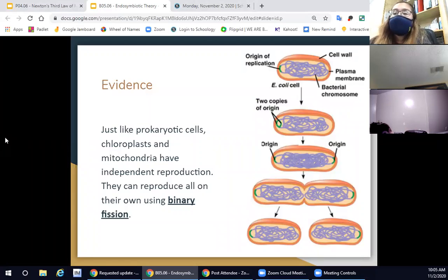The last piece of evidence is just like prokaryotic cells, chloroplasts and mitochondria can reproduce on their own. They use binary fission to make multiple copies of themselves. So they don't need the rest of the cell to help them make more of themselves. They can just copy their own DNA, split apart, and that's how they make more of their mitochondria and chloroplasts.